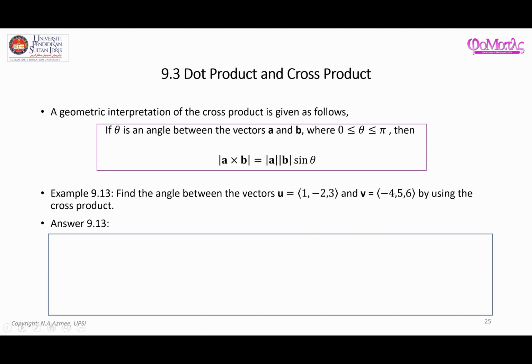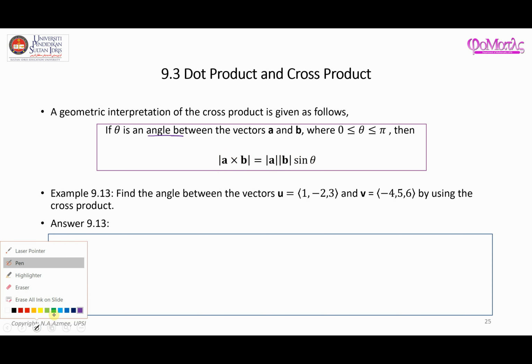So a geometric interpretation of the cross product is given as follows. If theta is an angle between the vectors A and B, where theta is between 0 and pi, then this is the magnitude of the cross product. So the magnitude of the cross product here is equal to the magnitude of A multiplied with the magnitude of B multiplied with sine theta, where theta is the angle between vectors A and B.